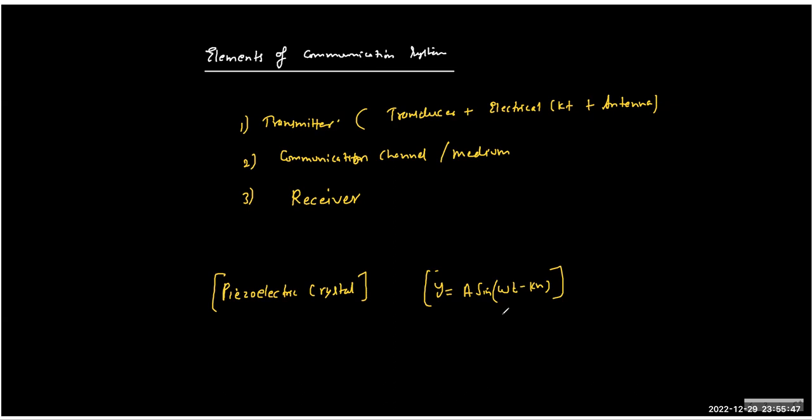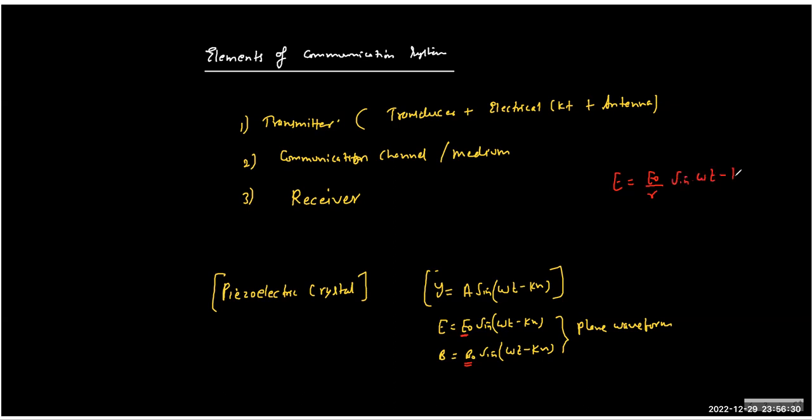In communication, we use electrical signals. So instead of y, you can also write E equals E naught sine(omega t minus kx), or B equals B naught sine(omega t minus kx). Any progressive wave format, you can use it. And these equations represent which waveform? Plane waveform, right? How to understand it's a plane waveform? You can see the amplitude is constant. If amplitude is constant over a distance, we call it plane waveform. But if you write E equals E naught upon R sine(omega t minus k dot R).